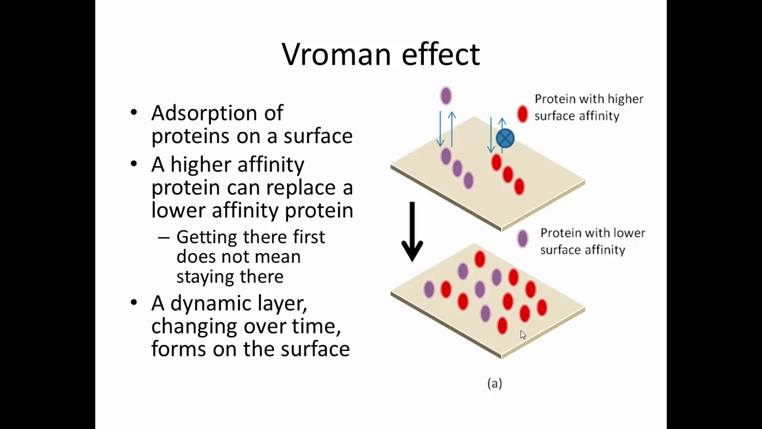So we can consider that if we have, say, a negatively charged surface, the red protein is more positively charged and will have more attraction to the surface, thus can displace lesser positively charged proteins, like the purple one here. And over time, the balance of proteins attached to the surface is going to shift from, say, purple to red.